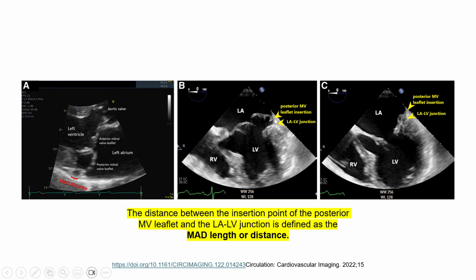And then panels B and C are the transesophageal echocardiographic clips, and you see there is a distance between the origin of the leaflet and the LA-LV junction, and then you measure this distance.